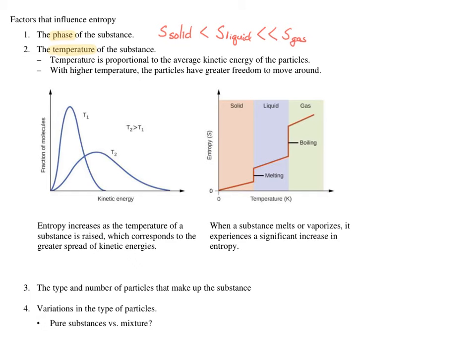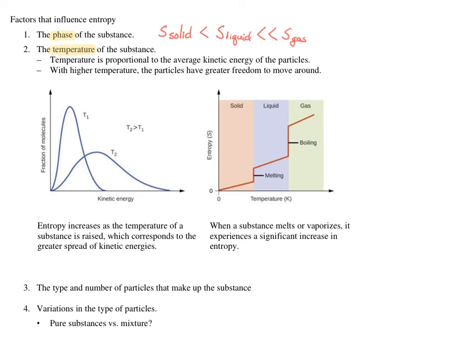There's more freedom of movement in a liquid. The particles can slide over each other, and therefore there is a higher corresponding disorder. Gases are much, much higher in their disorder than either liquids or solids. If we look at the effect of temperature, as the average kinetic energy of particles increases, they have greater freedom to move around. There's going to be a corresponding increase in entropy.